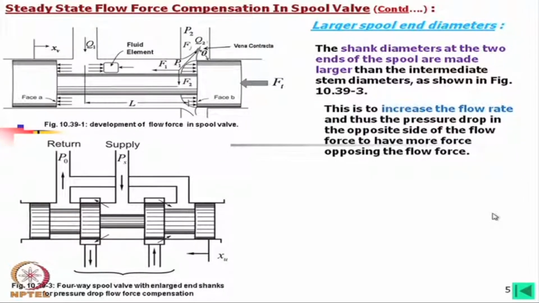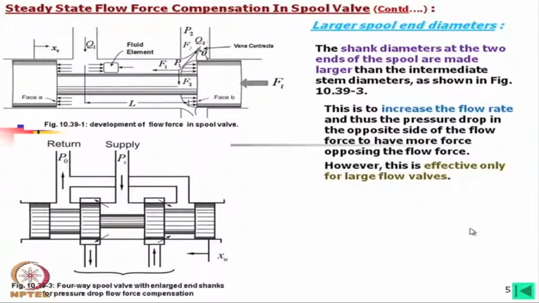But this is to increase the flow rate, and thus the pressure drop in the opposite side of the flow force, to have more force opposing the flow force. This means that usually a larger diameter means there is a larger orifice opening, because this length is more. So, for the same stroke, the orifice size will be more, there will be more flow, and the pressure drop will be more. In that case, the pressure is compensated. Okay. It reduces the flow force to some extent.